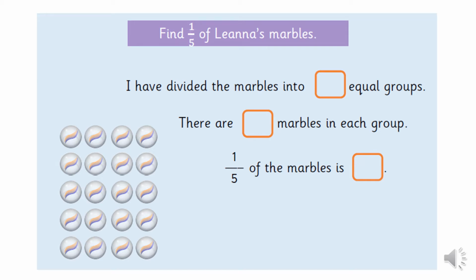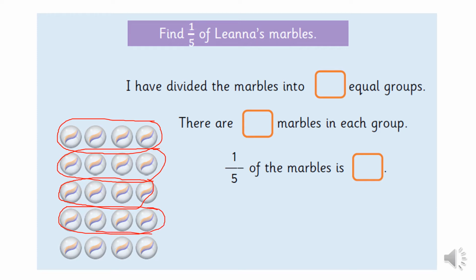For this question, we're going to be finding a fifth of the marbles. So if we're finding a fifth, we need to divide them into groups of 5. So 1, 2, 3, 4, and 5. 5 equal groups.